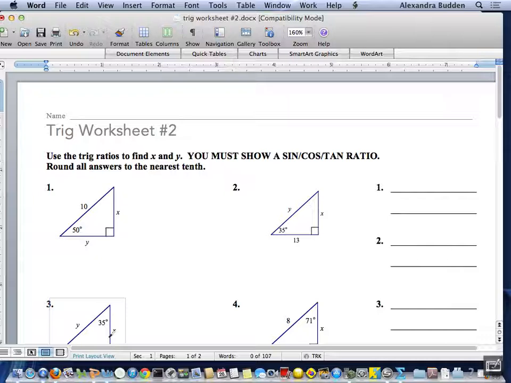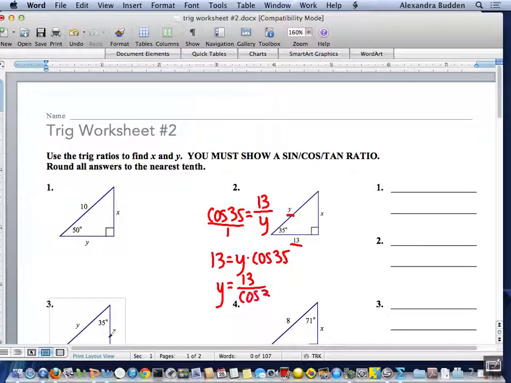Okay. This time, I'm going to look at the 13 and the y. The 13 is adjacent. The y is hypotenuse. So adjacent and hypotenuse, that's going to be cosine. So I have the cosine of 35 degrees is equal to my adjacent, which is 13, over y. Okay, this looks different from what we've done before. So again, put this over 1. 13 multiplied by 1 is 13. And then I have y multiplied by the cosine of 35 degrees. I want just y, so I need to divide by cosine of 35. And I get y equals 13 divided by the cosine of 35 degrees.